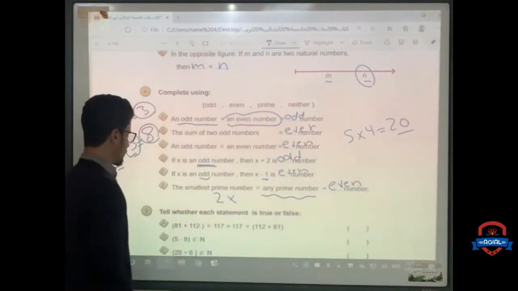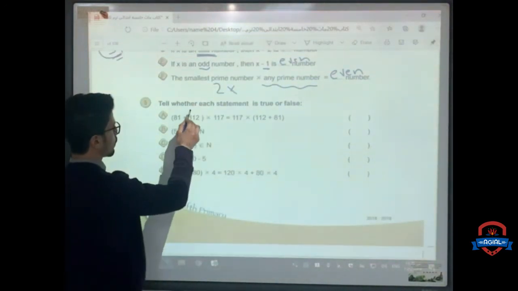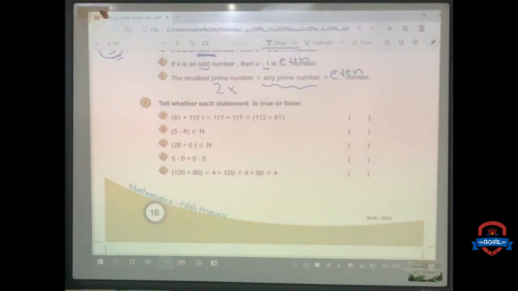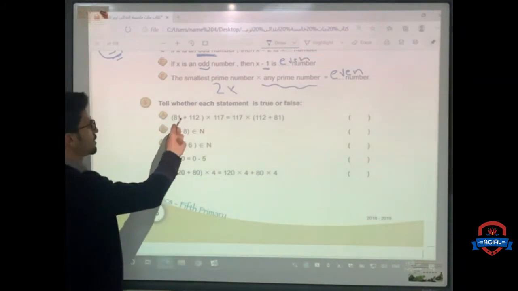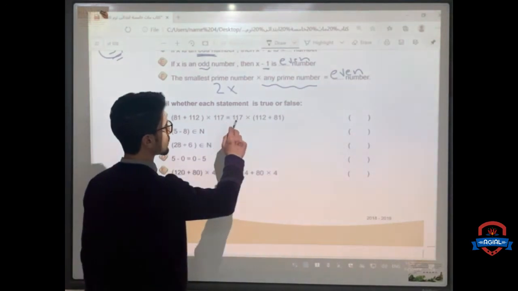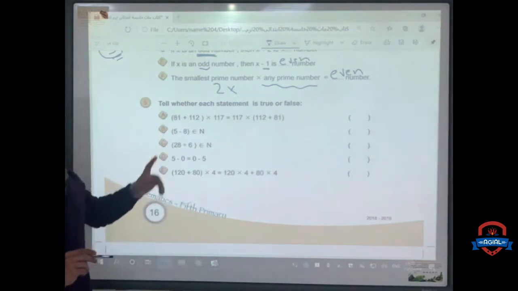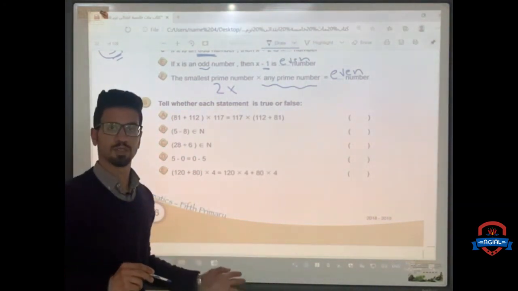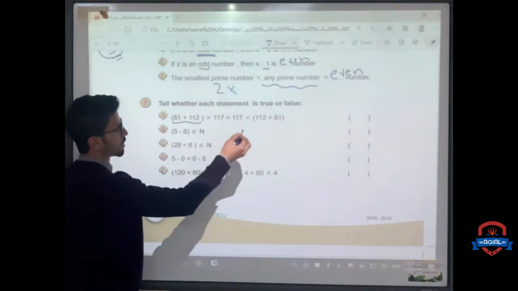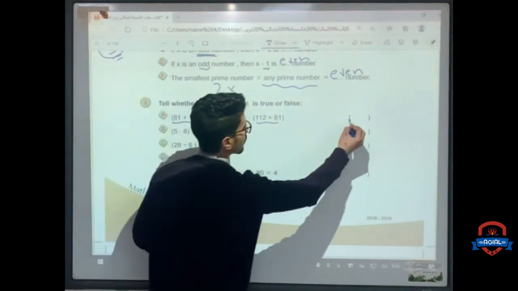Okay, and now let's look at question number 5. Tell whether each statement is true or false. Letter A, we have 81 plus 112 times 117 equals 117 times 112 plus 81. Here we use the commutative property in addition because we replace 81 by 112 and 112 by 81, so they are equal. Okay, so this is true.